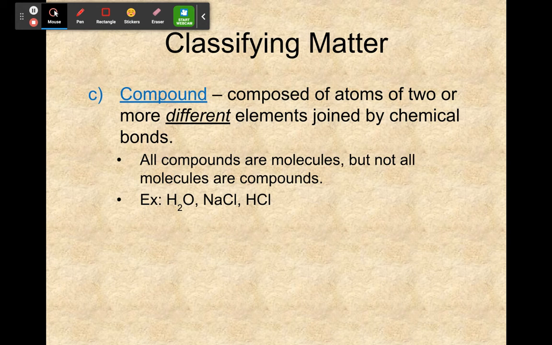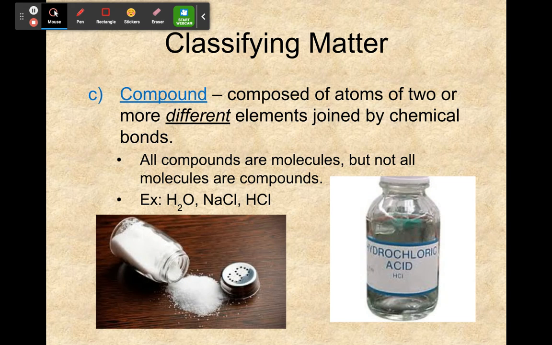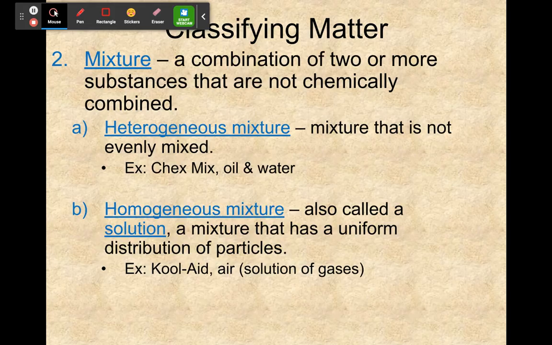Compound is the 3rd type of pure substance. A compound is composed of atoms of 2 or more different elements joined by chemical bonds. All compounds are molecules, but not all molecules are compounds. Examples are water, NaCl, and HCl. You'll notice NaCl is just salt and HCl is hydrochloric acid.